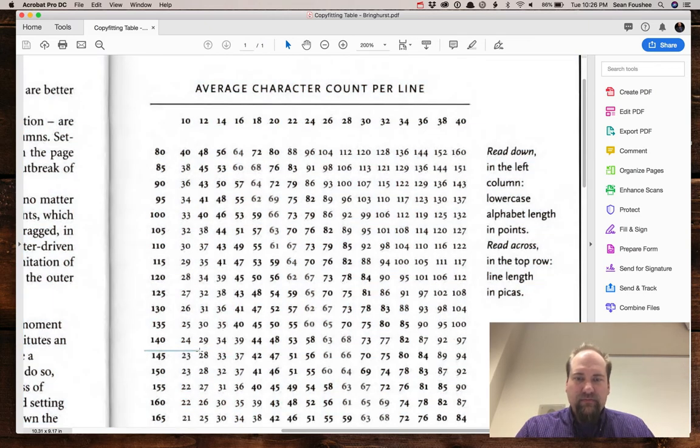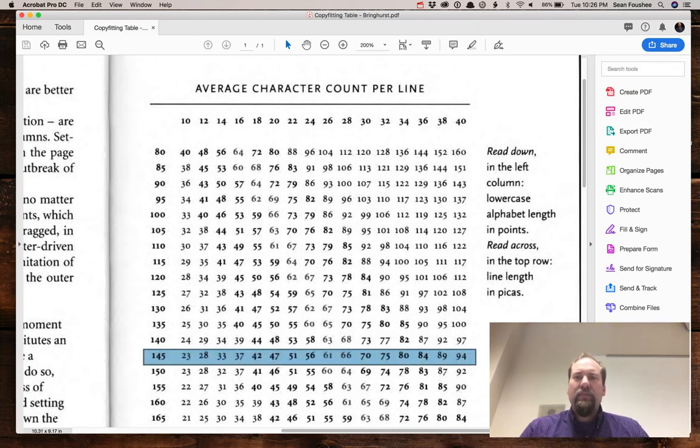I'm going to highlight this row, and this is the row that we're going to use. In this case, 12 point Times New Roman has a lowercase alphabet length of 143 points. I've identified in this table that 145 is as close as we can get. So this is the row that we're going to look at. The row starting with the number 23 and ending with 94 are the number of characters in a measure.